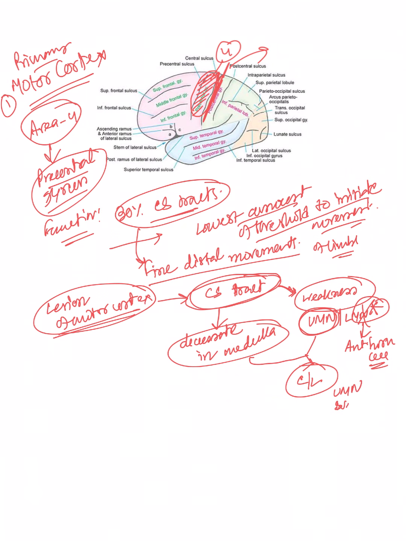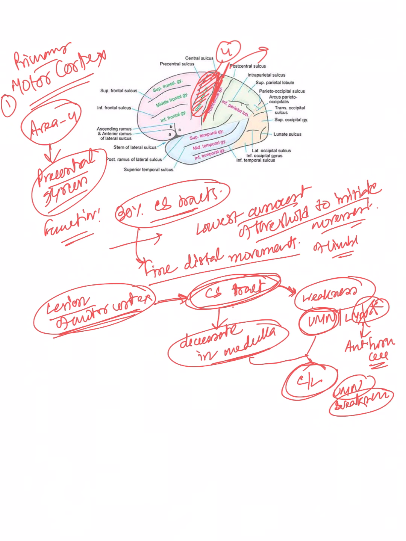Clear? A lesion on the motor cortex, the corticospinal tract will be affected, it will cause weakness. What type of weakness? UMN type of weakness. Corticospinal tracts decussate in the medulla, so the weakness will be on the opposite side. So a lesion on the motor cortex will cause contralateral UMN type of weakness.